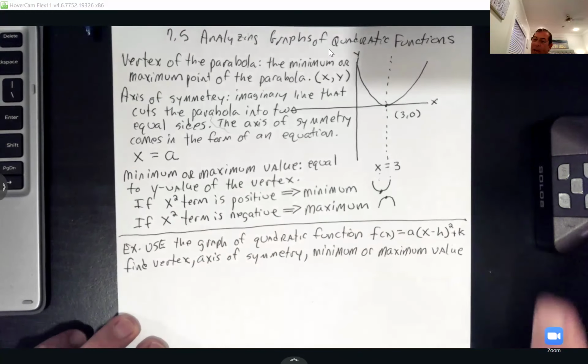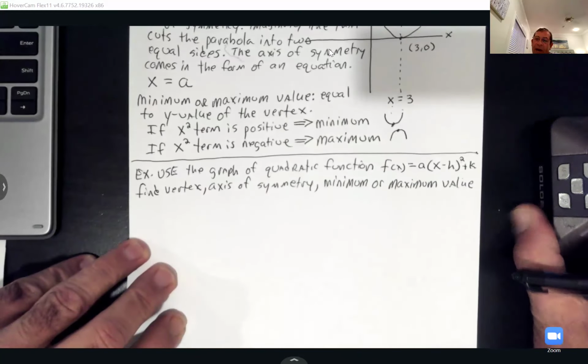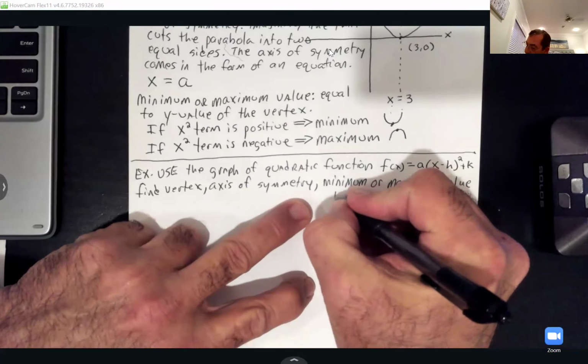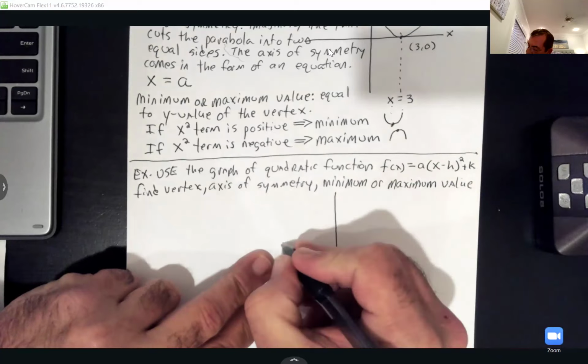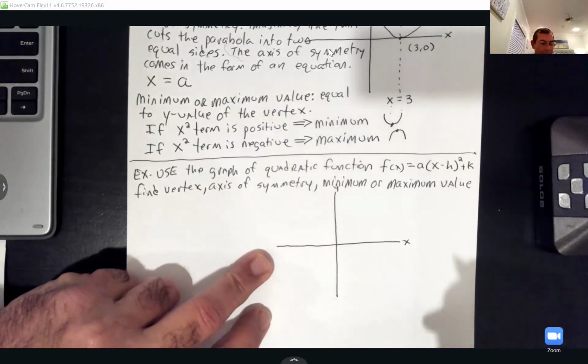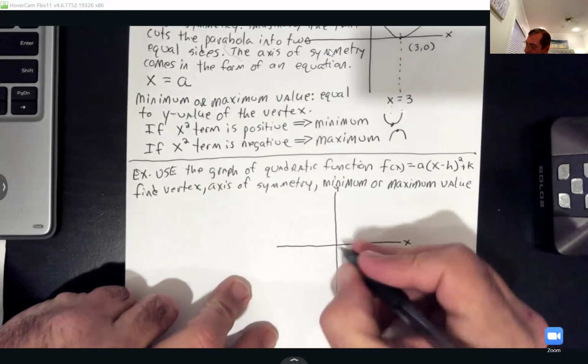Okay. Now we don't have to tell whether it's a min or max because the graph will show us when we graph this. So they got a graph here. And we're going to go out about 5 each way.